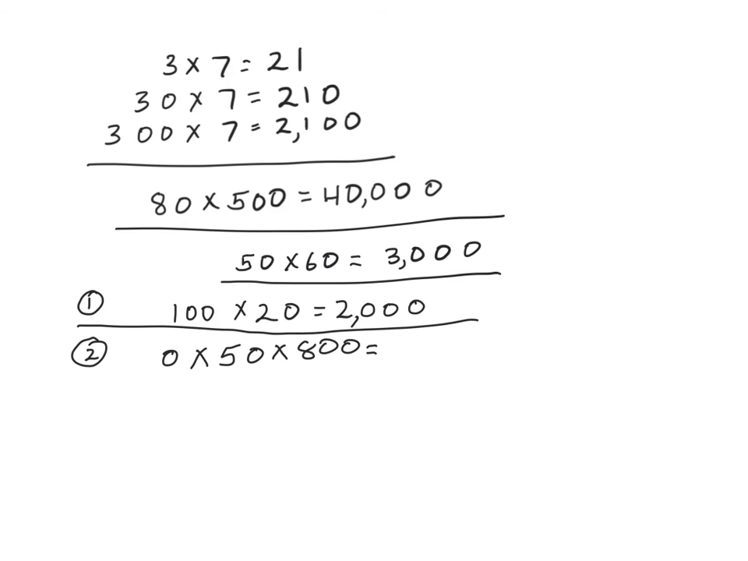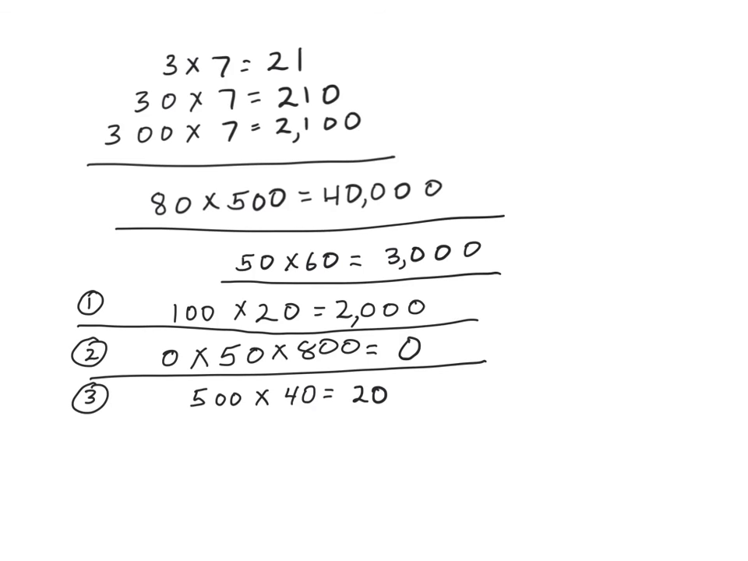This next problem is 0 times 50 times 800. This might look hard, but boy is this simple, because anything multiplied by 0 is 0. So the answer is 0. And the last one I'm going to show you is 500 times 40. We know 5 times 4 is 20. So 50 times 4 would be 200. 500 times 4 would be 2,000. 500 times 40 would be 20,000.